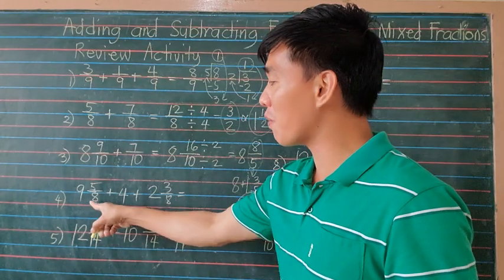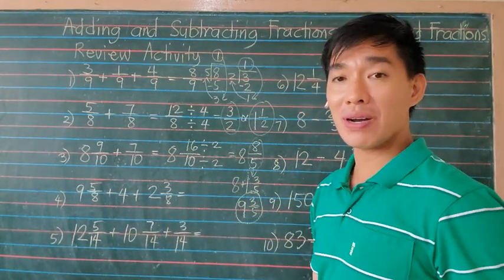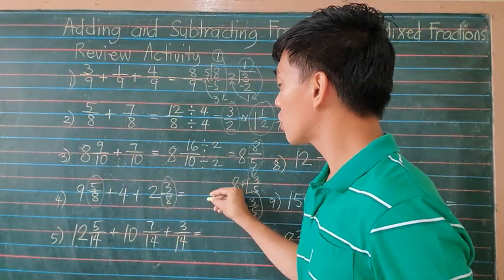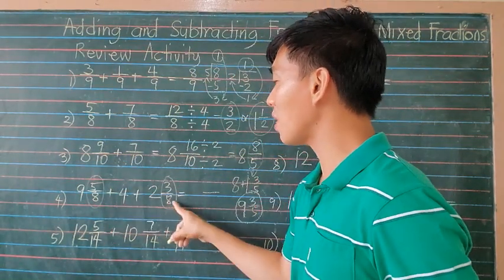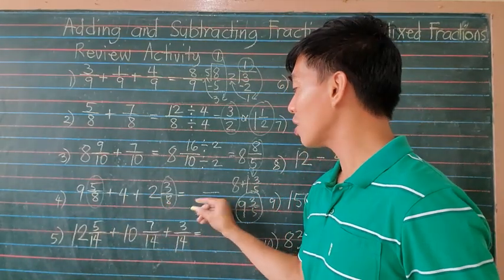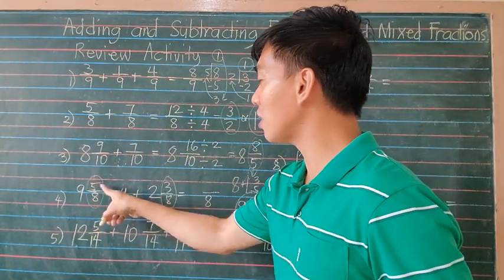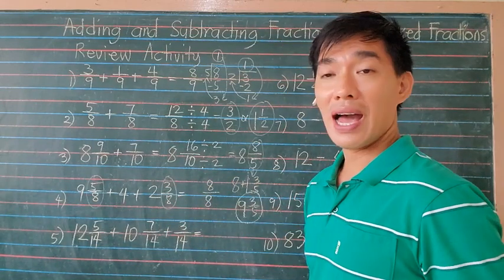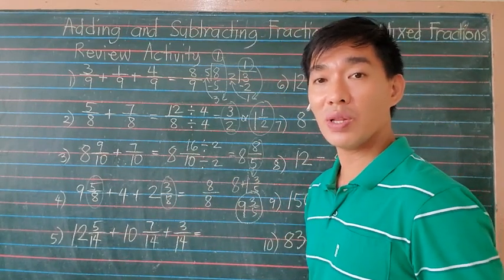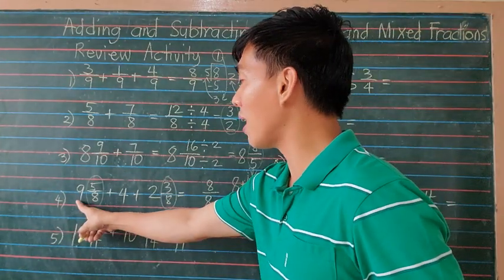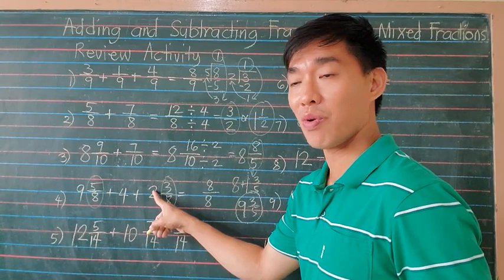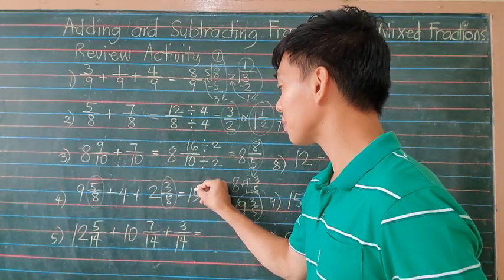For item number 4, always remember once again, unahin po natin i-add yung mga fraction. So, they have the same denominator, similar fractions po sila. So, you just copy 8. Then, you add the numerators, 5 plus 3 is equal to 8. After that, you add the whole numbers separately. So, 9 plus 4 is 13 plus 2, that is equal to 15.